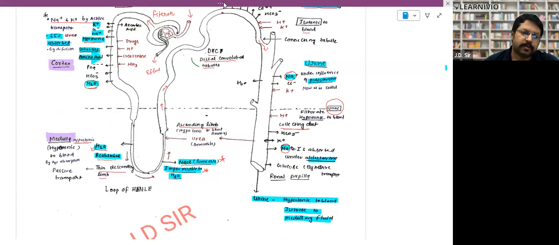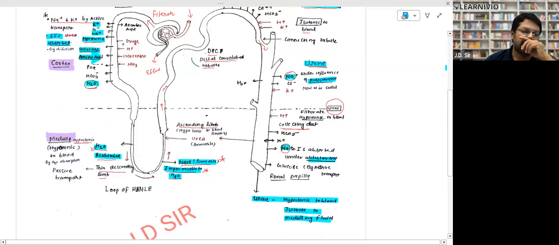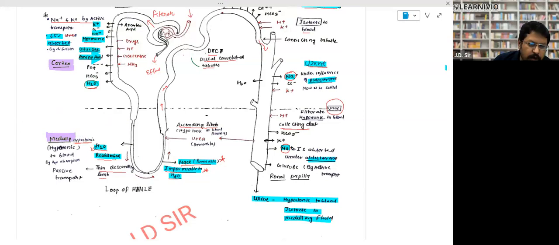When the filtrate comes down, this U-shaped structure is called the loop of Henle. This pipeline is called the descending loop, and this pipeline is called the ascending loop. When it comes to the descending loop, it will absorb water. Water will be reabsorbed, right? And then it will go up. This is called the ascending limb.